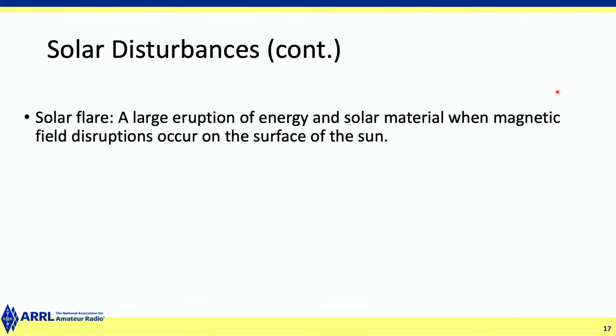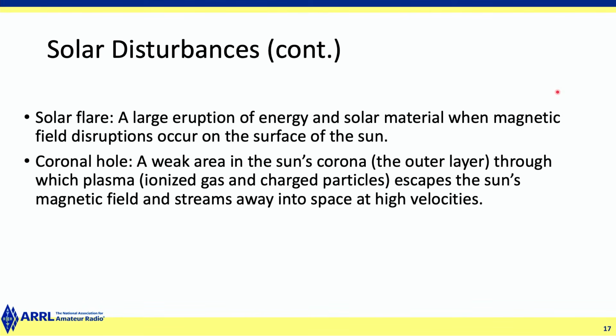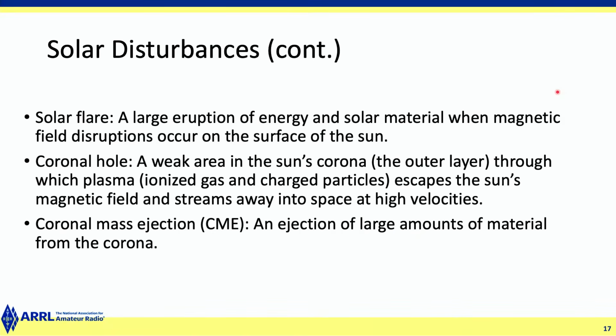This eruption of energy in solar material occurs when the magnetic field disruptions occur on the surface of the sun. Another thing you can get is a coronal hole. You can get plasma, which is actually matter that travels to Earth, what we call a CME, a coronal mass ejection. That takes anywhere from 20 to 40 hours to travel, because it's not traveling at the speed of light, because it's actually matter rather than radiation that's traveling to the Earth. All of these disrupt HF propagation.